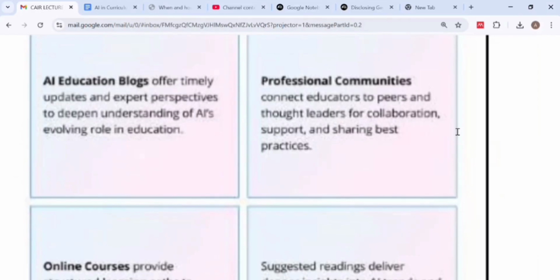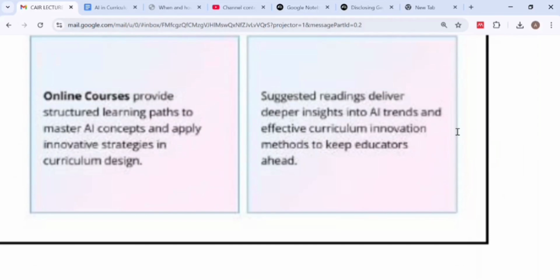Professional communities connect educators to peers and thought leaders for collaboration, support, and sharing best practices. Online courses provide structured learning paths to master AI concepts and apply innovative strategies in curriculum design. Suggested readings deliver deeper insight into AI trends and effective curriculum innovation methods to keep educators ahead.